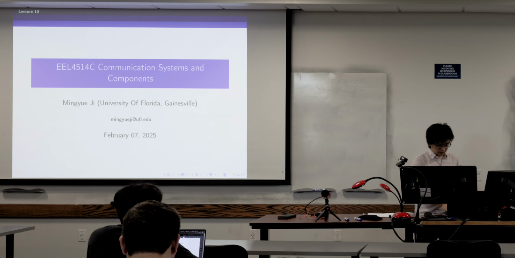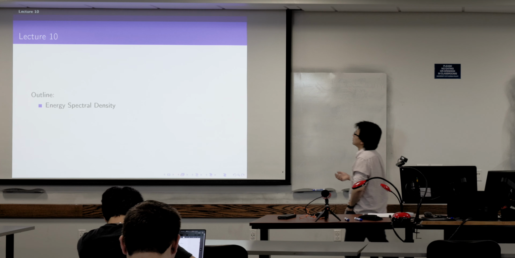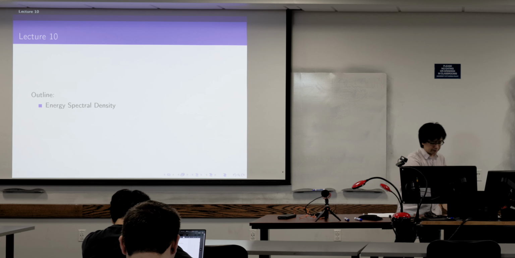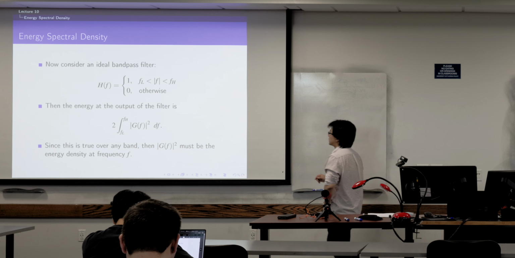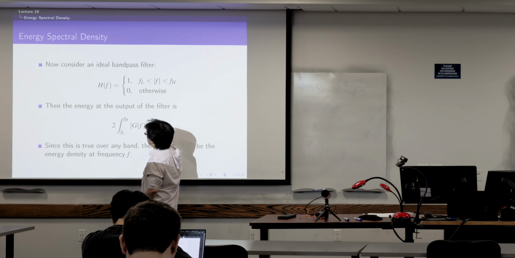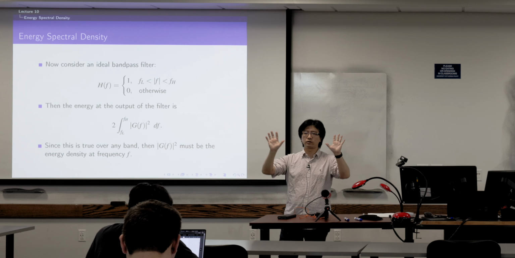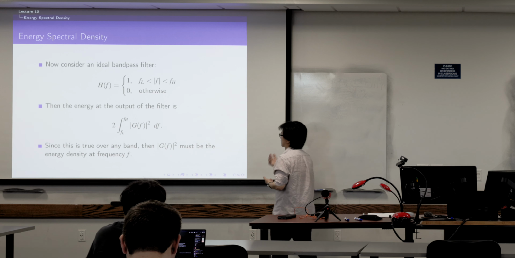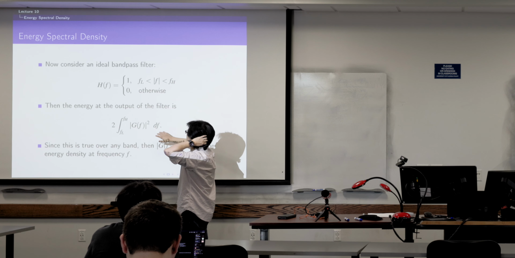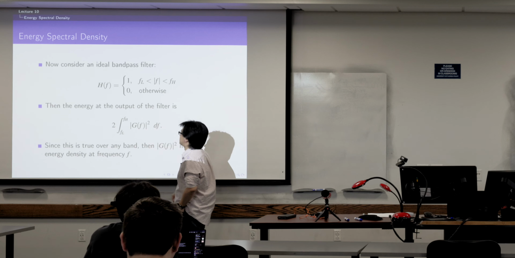Okay, so let's give a brief review of our last lecture. In the last lecture, we talked about energy spectral density, and here is how we derive it. We introduce an LTI system, and this is the unit impulse response of the system in the frequency domain. That is a bandpass filter, so only certain frequencies can be passed by this filter. After some manipulation, we can compute the energy of the output signal, which is given by this kind of formula.